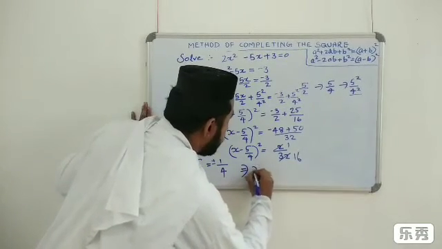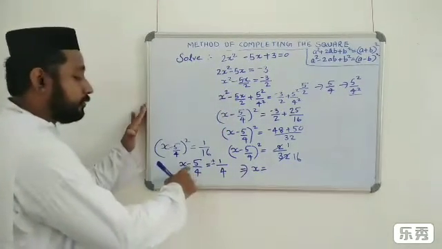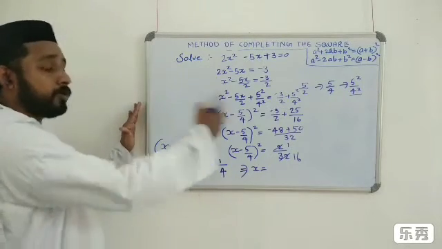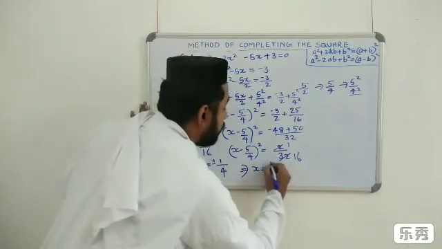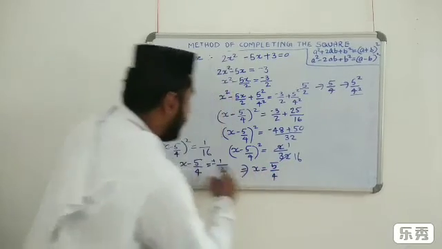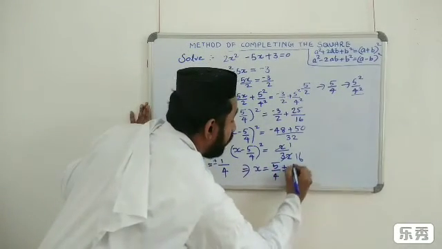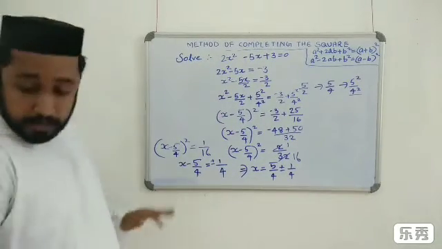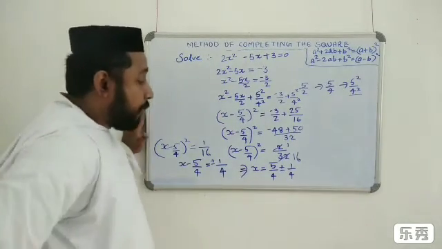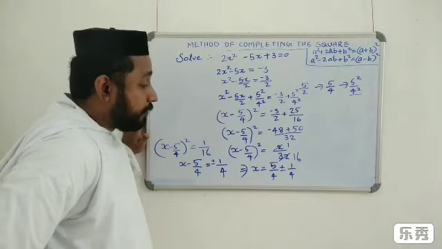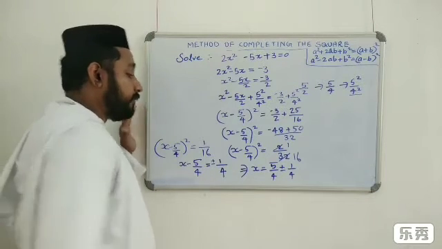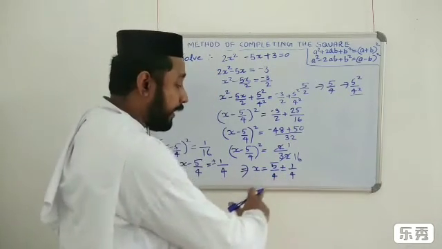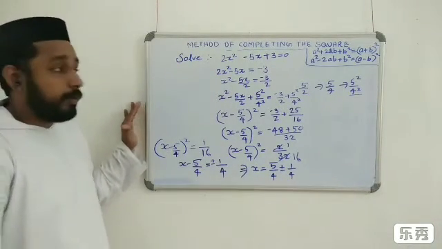Which implies x is equal to, we have to move this minus 5/4 to the right side. When minus 5/4 goes to the right side, it will become plus 5/4. Then plus or minus 1/4 is there. So x is equal to 5/4 plus or minus 1/4, which means x is equal to 5/4 plus 1/4, or x is equal to 5/4 minus 1/4.